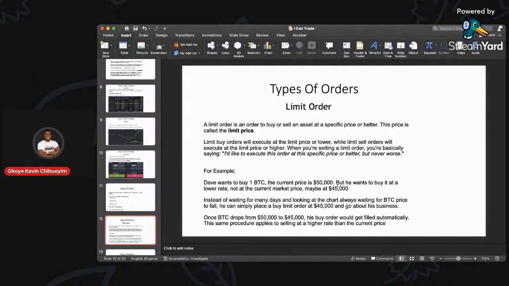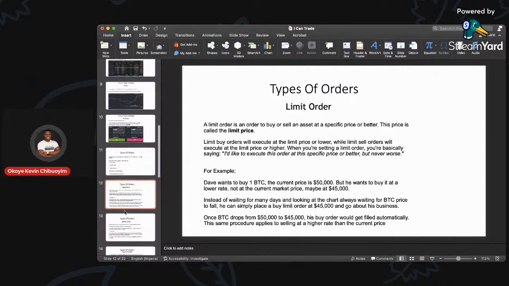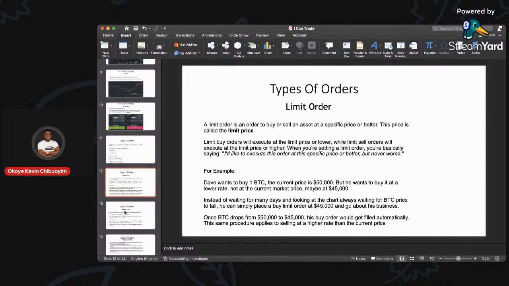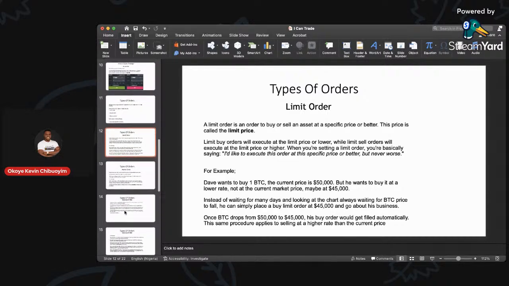The same thing applies to selling at a higher price. So just like what I gave you for a traditional market, you want to sell higher, you place your order at a higher price. Whenever the market gets there, it sells for you. You want to buy at a lower price, you place your order at a lower price. Whenever the market gets there, it buys for you automatically. In this case, you don't have to keep waiting for it. That's the meaning of limit order.